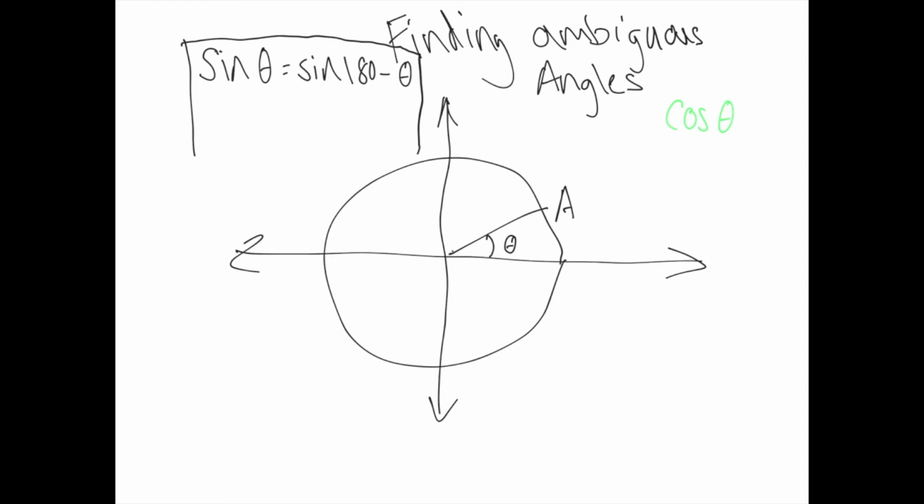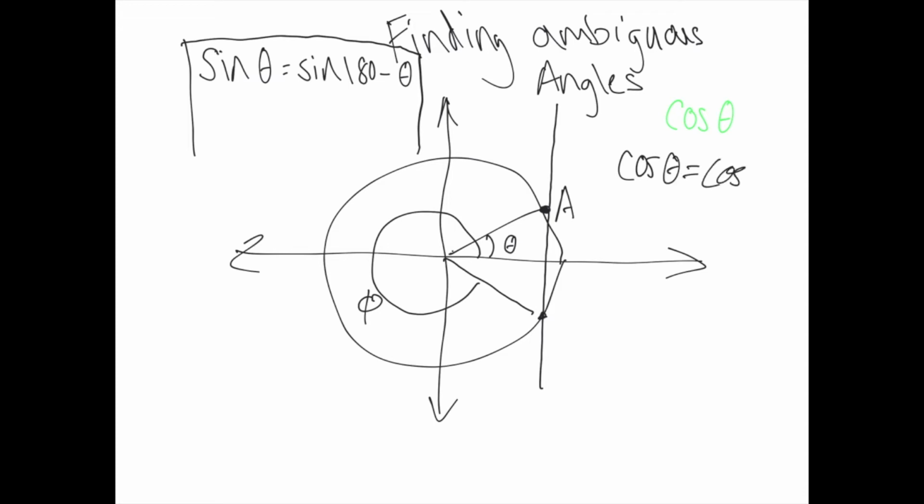Okay, finding the value for cosine is very similar. We notice that the x component of A is the value of cosine of theta. So any point which falls on this vertical line passing through A must have the same x value, right? They all have the same value of x, which is equal to cosine of theta. So then the point down here with angle measure, let's call this one phi as well, which wraps all the way around the unit circle, must also have the same value. So cosine of theta is again equal to cosine of phi.